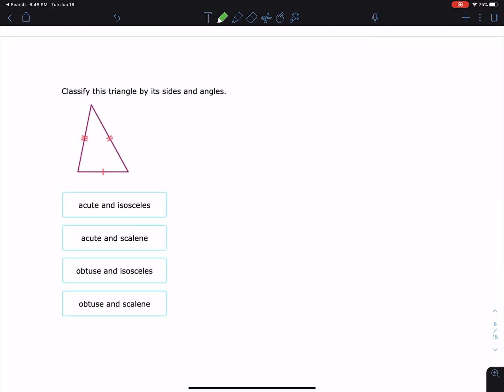Classify this triangle by its sides and angles. Okay, so I can see these two sides are congruent. Now, guys, by default, if two legs are congruent, the angles opposite are going to be congruent. Okay, so this angle will be congruent to this angle. We call those base angles. That always happens in an isosceles triangle.